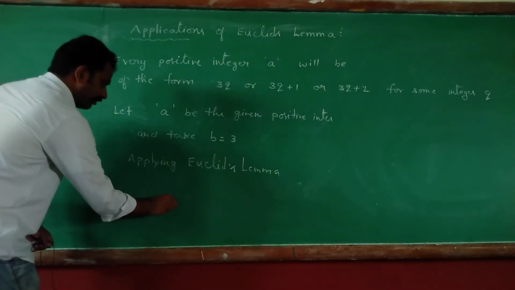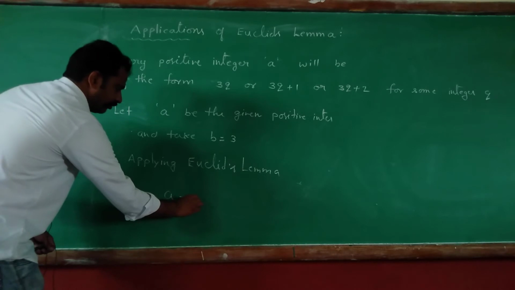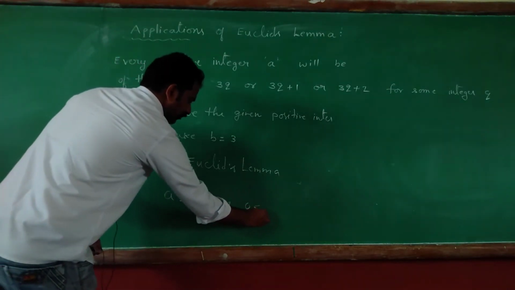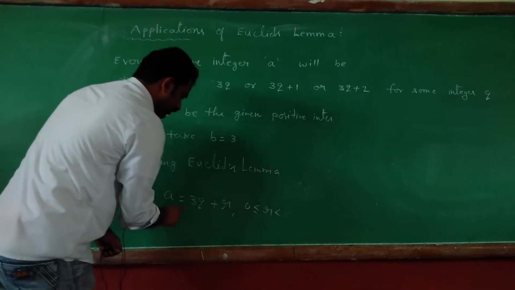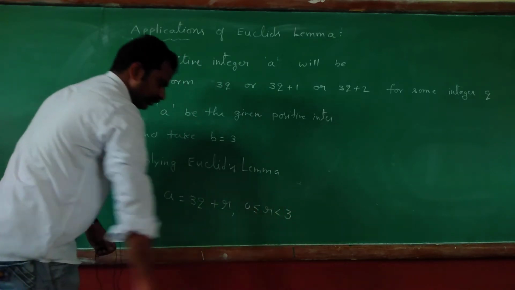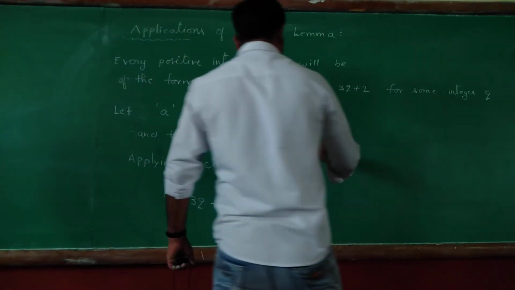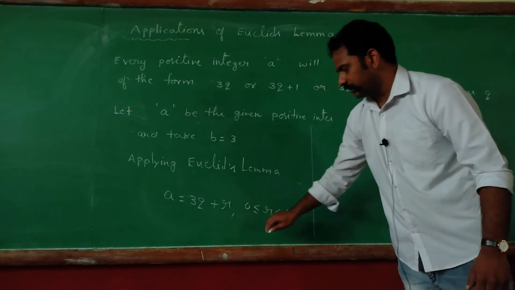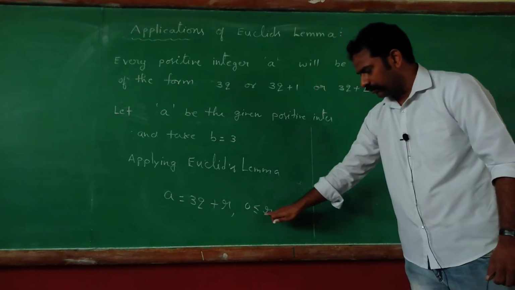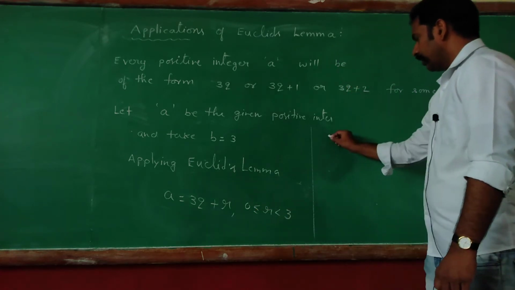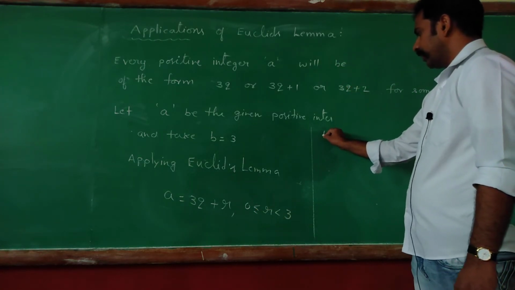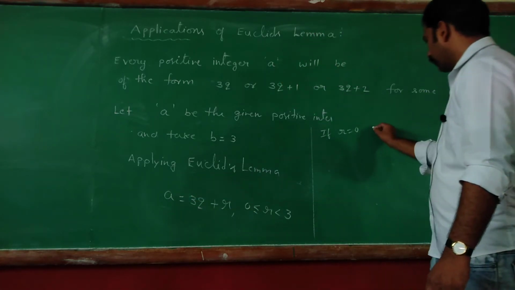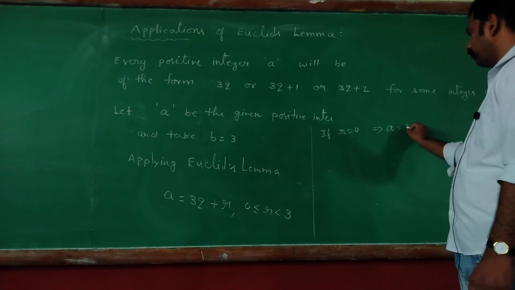a can be written as bq plus r, that is 3q plus r, where 0 is less than or equal to r less than b. Here b means we have to take 3, okay? Understand? Now there exist integers q and r satisfying this condition, and r is an integer from 0 to 3. So if r equals 0, what is the form of a? r equal to 0 implies a takes the form 3q.